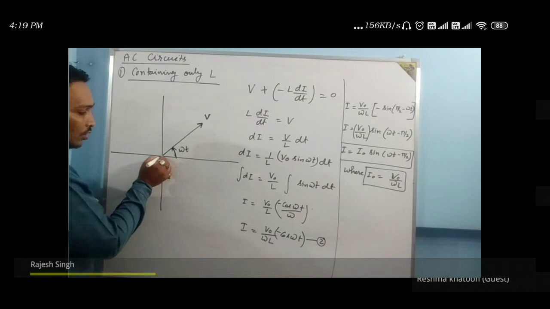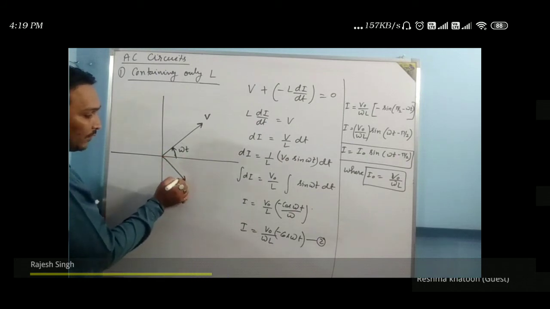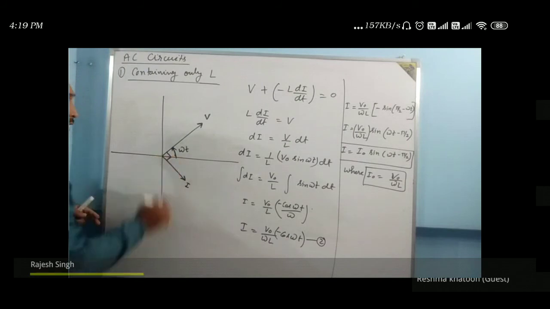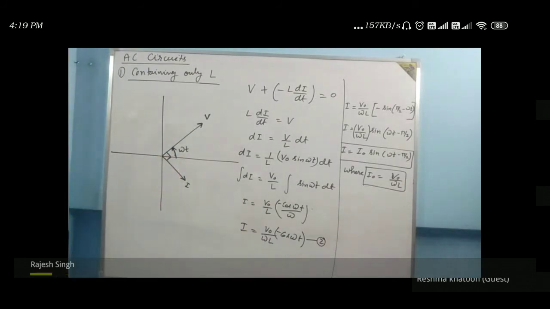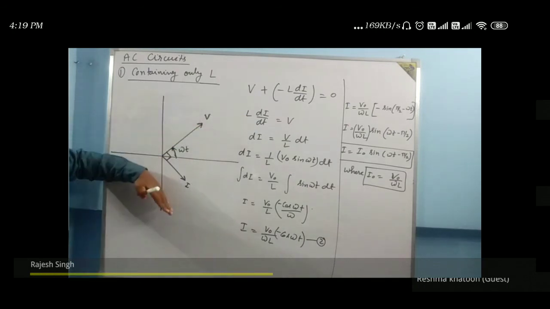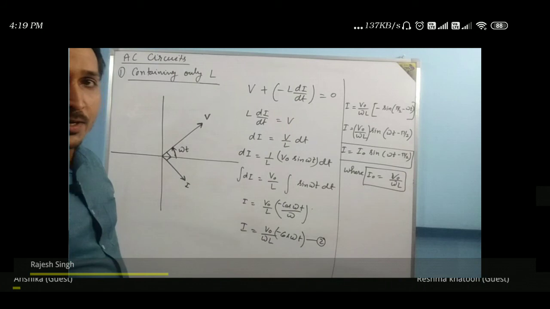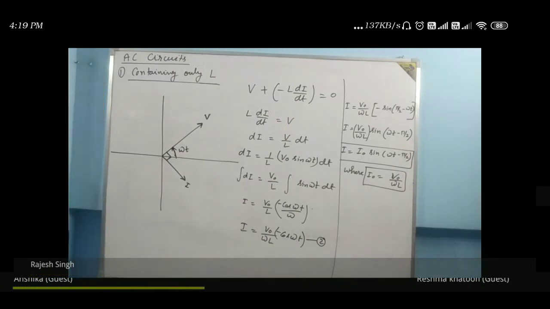This is the phasor of current, I, and this angle is pi by 2. Have you got the phasor diagram? Raise your hand if you got it. This angle is omega t for V, and the current is pi by 2 angle behind omega t. Is it clear?